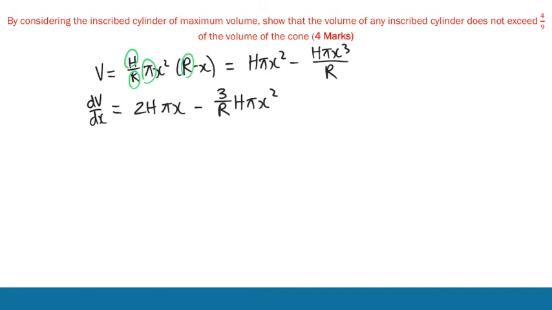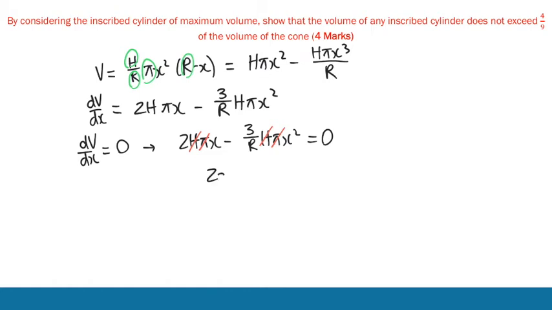That's step 2. The next part of step 2 is to put this equal to 0. So dV/dx is equal to 0. And what that implies is that 2h pi x minus 3 on r h pi x squared is equal to 0. Now we can make a really easy simplification straight away. We can cancel out the h and the pi. They're in every term, just divide by that and they're gone. So what that leaves us with is the slightly simpler 2x minus 3x squared on r is equal to 0.